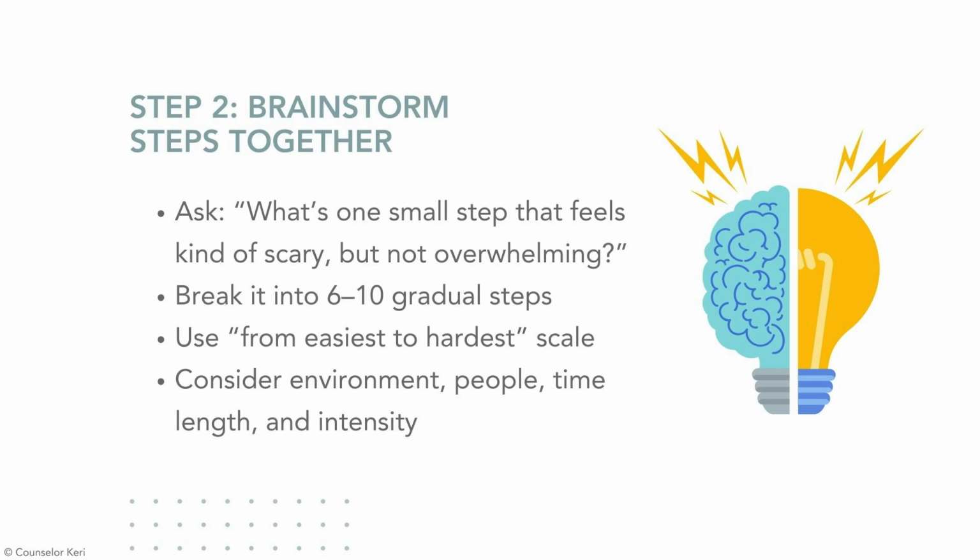So maybe it's asking a question in class about the topic, but we want to use our steps or consider them from easiest to hardest. So something that's not hard at all, and then working our way up towards that extremely feared situation, which is obviously the hardest. Considerations are really going to depend on what that top step is, that feared situation, but we want to consider the environment, the people who are around, how long it's going to take between each step on the rungs of the ladder, and so forth.